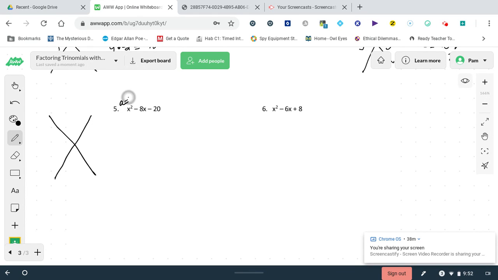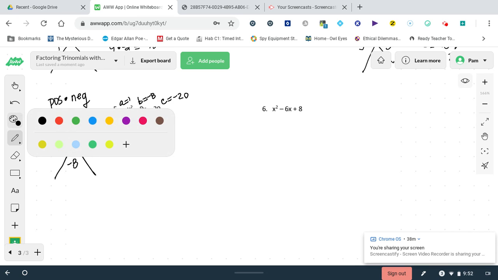A is 1, B is negative 8, and C is negative 20. So there's my negative 20. There's my negative 8. And I just think, okay, I've got a negative 20, a negative product. So that means the signs have to be different. That means I have a positive times some negative. Now I have to decide, is the larger number positive or negative? Well, look down here. This number is negative, so the larger number has to be negative.